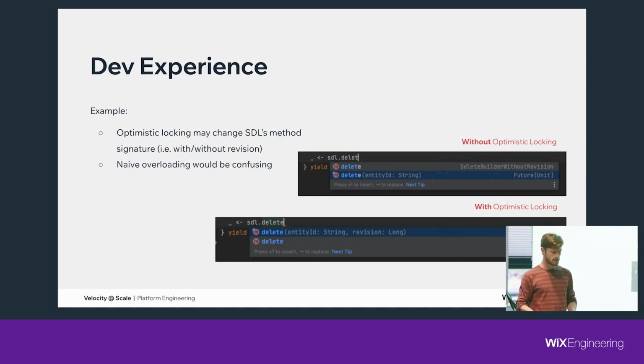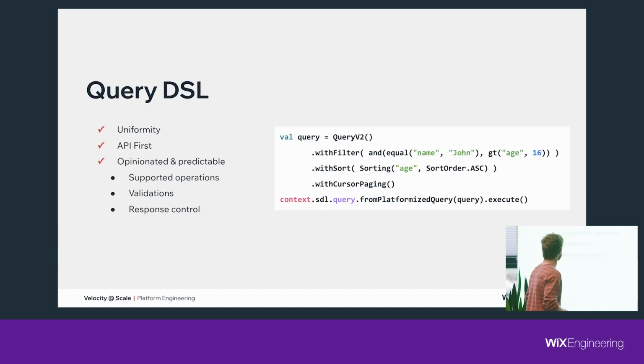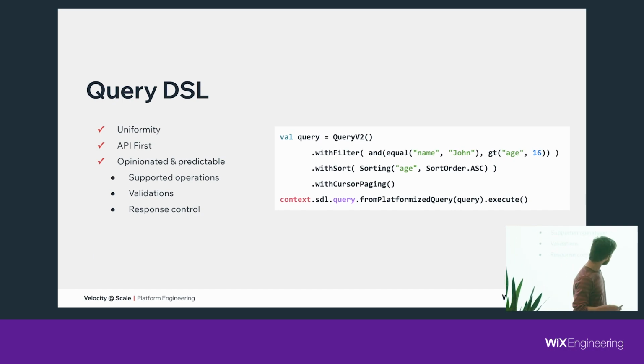It's confusing. So that's where we go the extra mile and provide semantic builders. If my SDL works without optimistic locking, we generate methods accordingly without revision. And with optimistic locking, we add revision where it's proper. So there is no ambiguity.